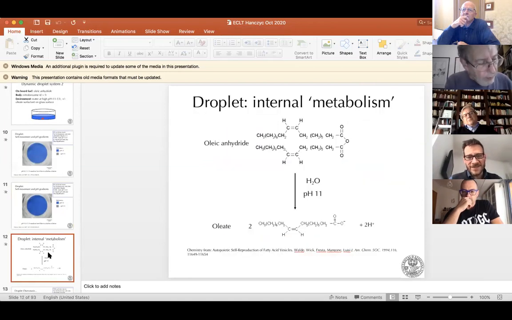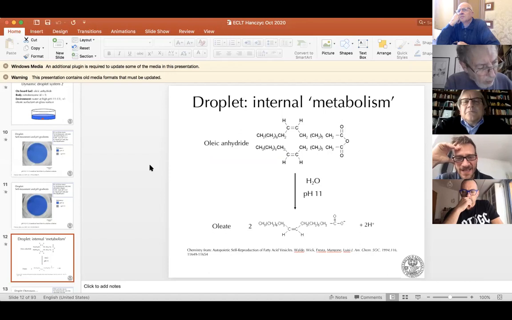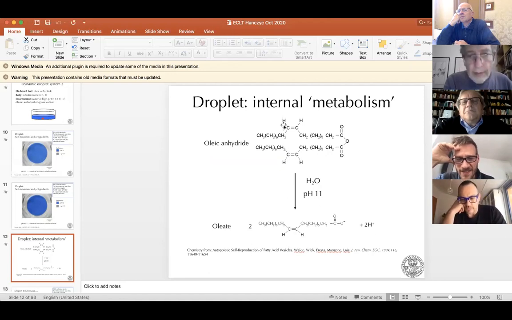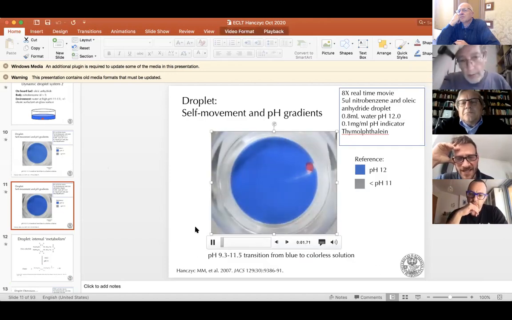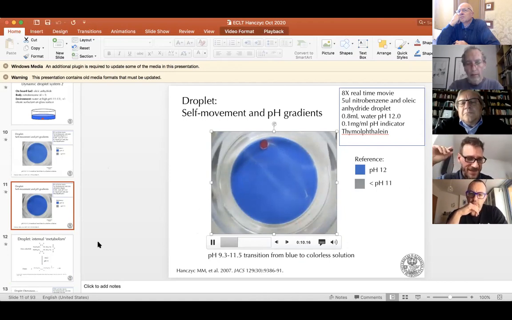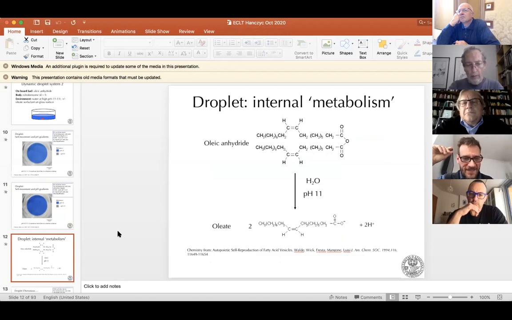And if you want to be a bit abstract, and don't mind that, you could reduce the term metabolism to a single reaction, which is basically hydrolysis of this anhydride fuel into oleate, which is a surfactant, it's a soap basically, and protons. And it's interesting that this reaction produces protons, which changes the pH, because what you're seeing here, the blue liquid, is a pH indicator. So wherever it becomes colorless is actually acidic. So you can see an acidic trail that is being formed from, let's call it, the metabolism of the system. So that starts to make sense for us.